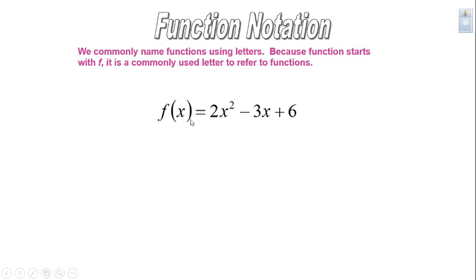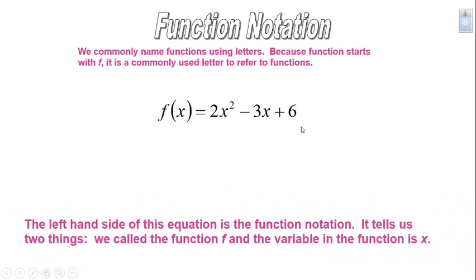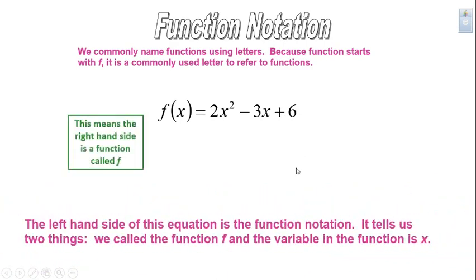So we read this: f of x is equal to 2x squared minus 3x plus 6, and it means whatever value I choose for x, the input value, I will do this operation to it: 2 times x squared minus 3 times x plus 6 to get the corresponding output value. So we call that function notation.